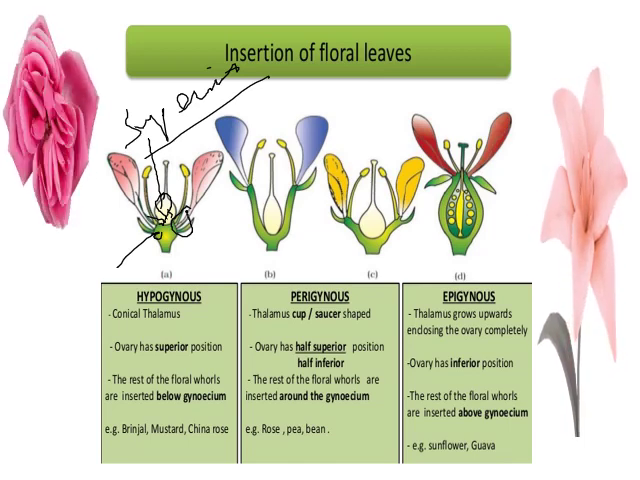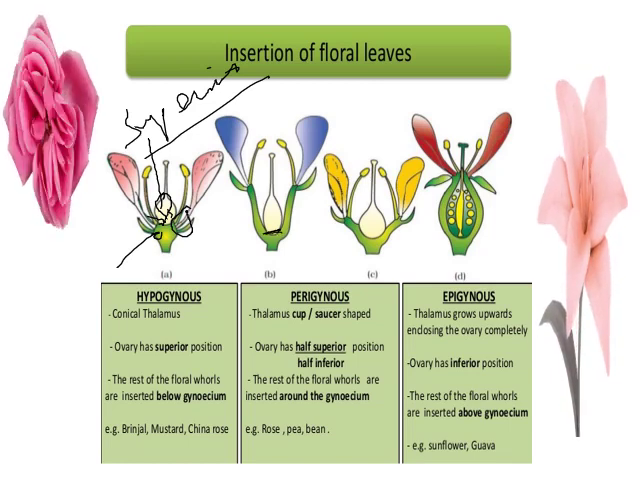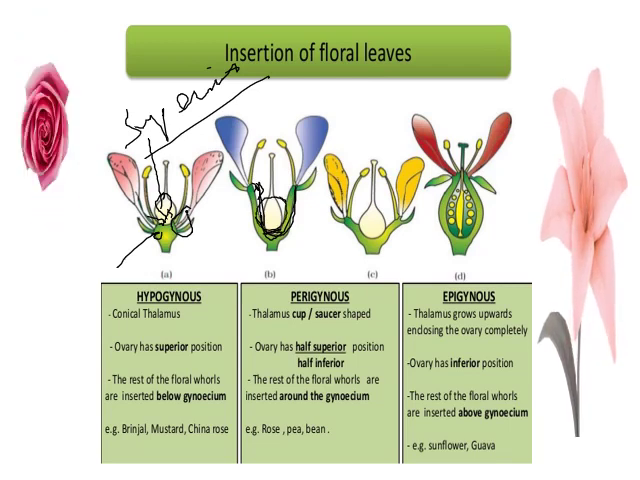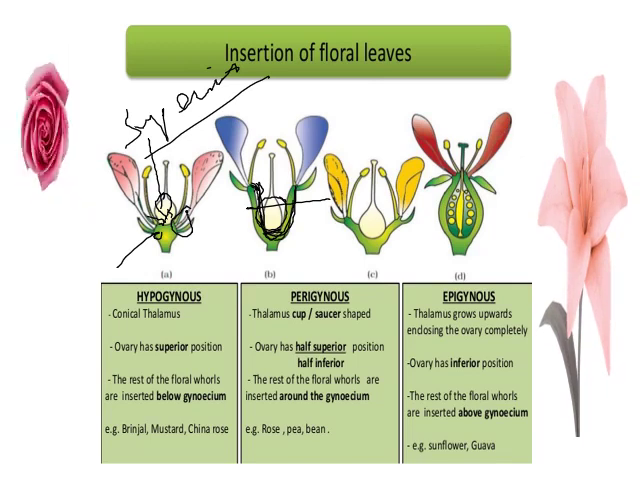The next one is perigynous. In this case, the thalamus is flattened or disc-like. The gynoecium is present in the center of the disc, but the stamens, petals and sepals are attached on the rim of the disc. So this is the thalamus, this is the disc, and at the tip of this disc it bears stamens, petals and sepals.